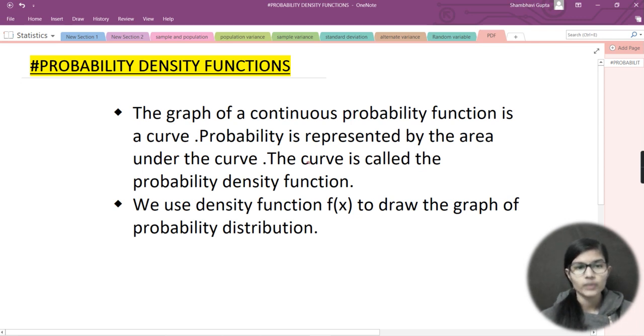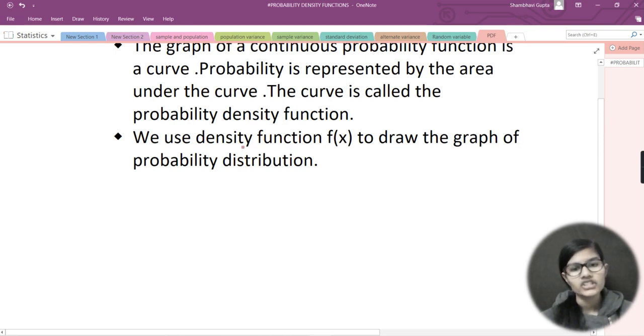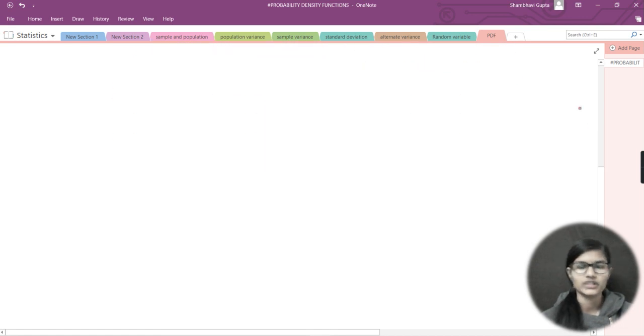Let me revise the definition once more. The graph of a continuous probability function is a curve. Probability is represented by the area under the curve. The curve is called a probability density function. One more thing here is that we denote this probability density function using f(x). It's a notation for writing this. So we use the density function f(x) to draw the graph of the probability distribution. We'll see all these things in some minutes.